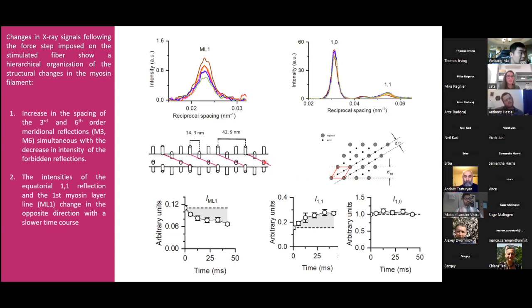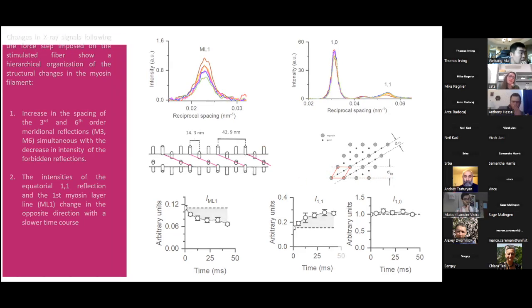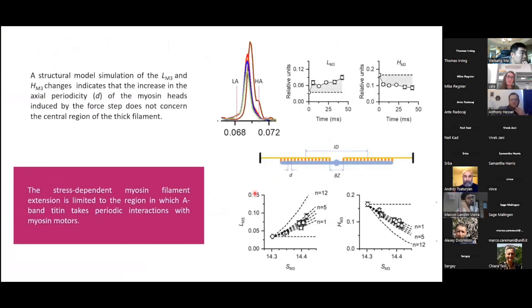That is important. But another important piece of information is given to us by the fact that with the increase of the spacing of the M3 reflection, we have a change in the fine structure of the M3 reflection. Specifically, we have an increase of the intensity of the low angle sub-peak among the overall intensity of the reflection, represented by this parameter LM3, and a decrease of the intensity of the high angle peak above the overall intensity of the reflection. Now, why is this important?